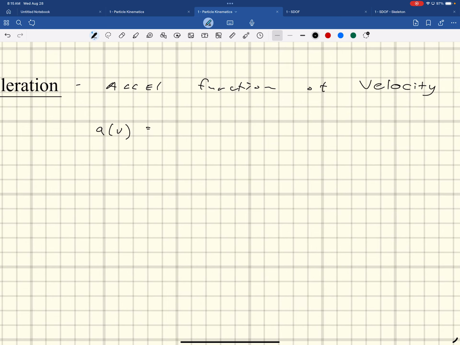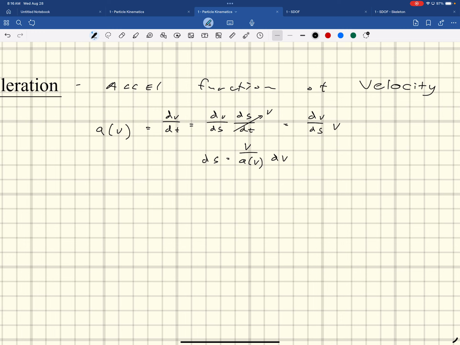This is equal to dv/dt. And we'll do that chain rule: dv/ds times ds/dt, where ds/dt is just the velocity. And so this is dv/ds times v. So I put all the v's together, and I get ds is equal to v over the acceleration as a function of velocity, dv. And it's okay to do this.